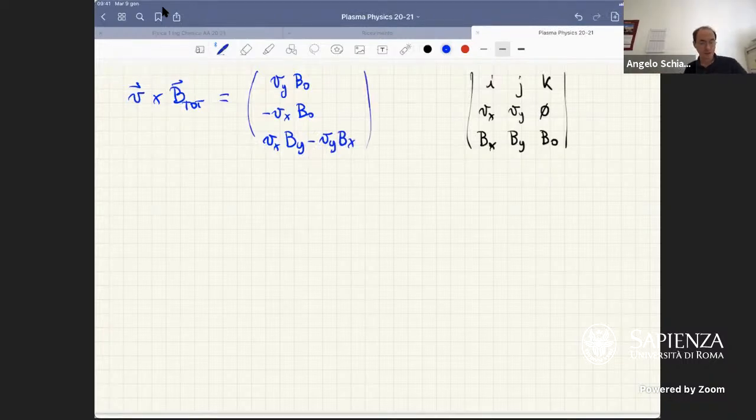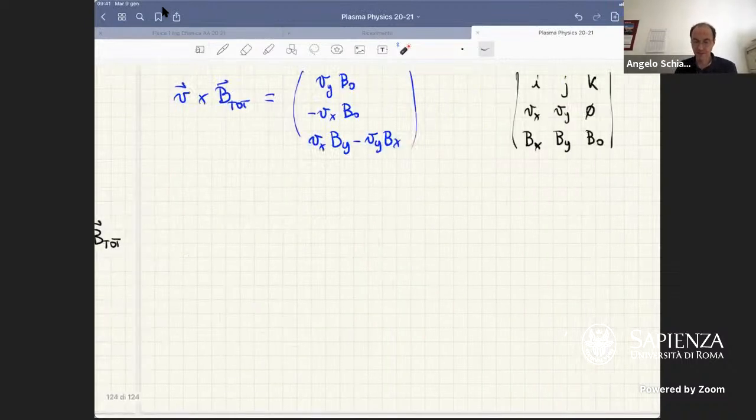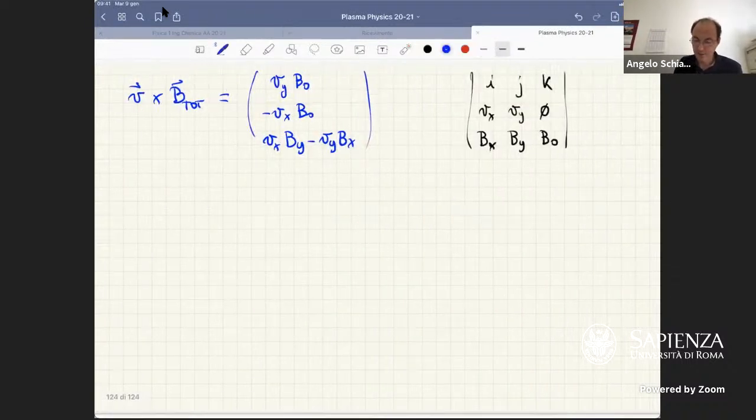Okay, this is the vector representing the first product. Now we have to take the curl of this vector. So we do it again, and let's use a different color. So we have to compute the curl of V cross B dot.